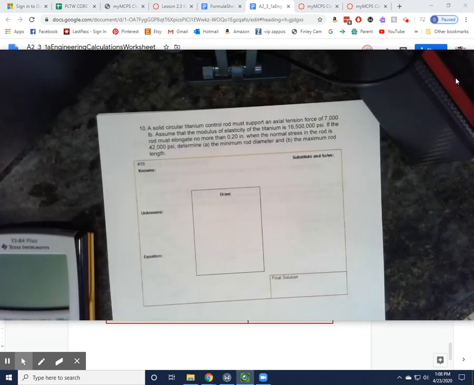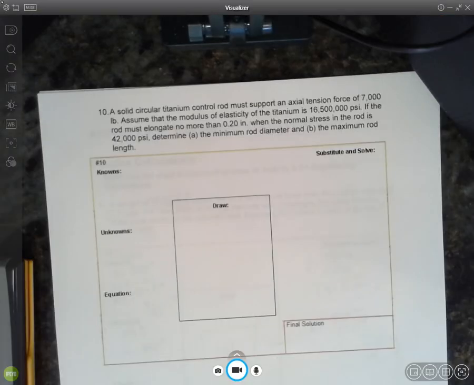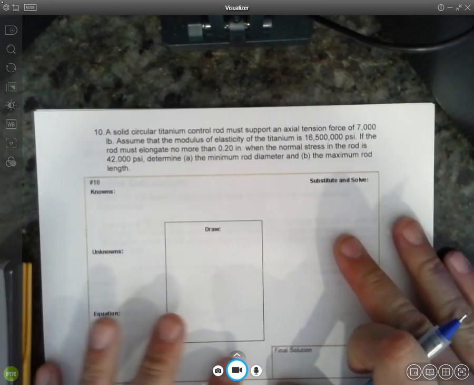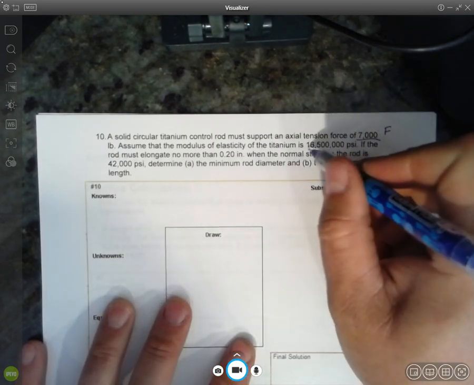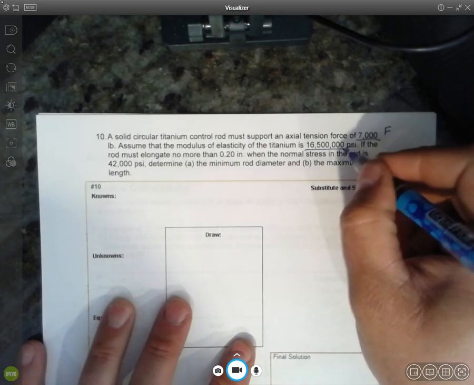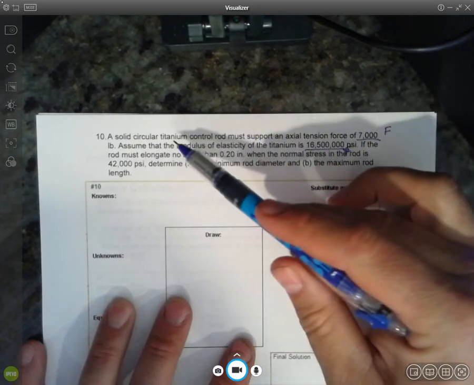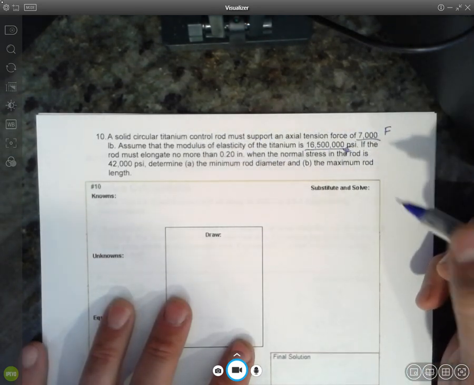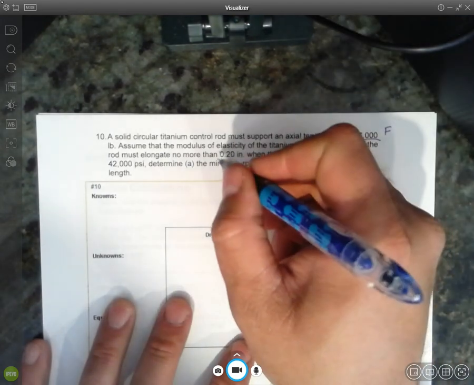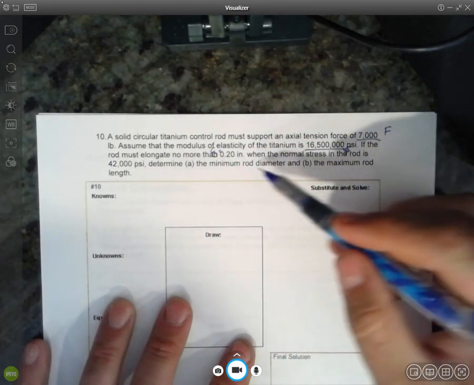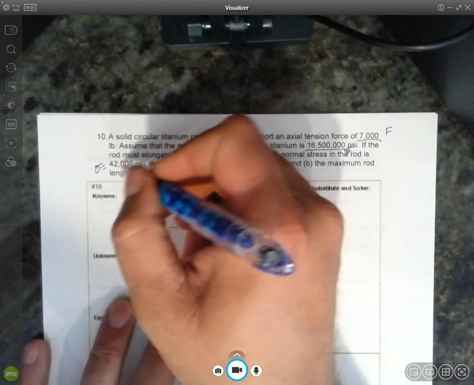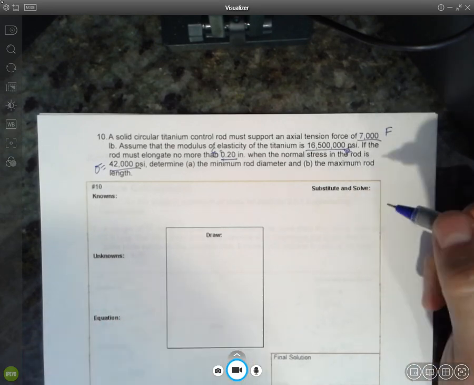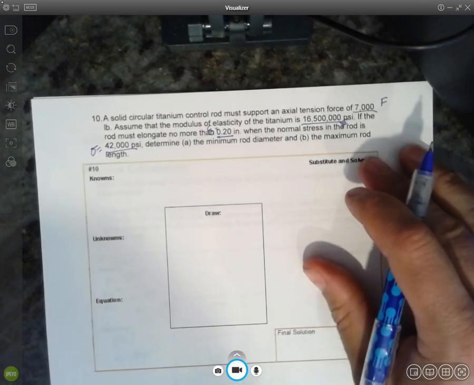All right, this is number 10, activity 2.3.1. So we've got a solid circular titanium rod to hold up a force of 7,000 pounds. Elasticity of that titanium that it's made out of is 16,500,000. Deformation should be 0.2 inches when the stress is 42,000. Determine diameter and rod length.